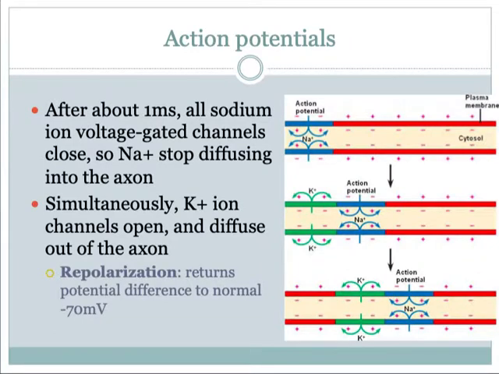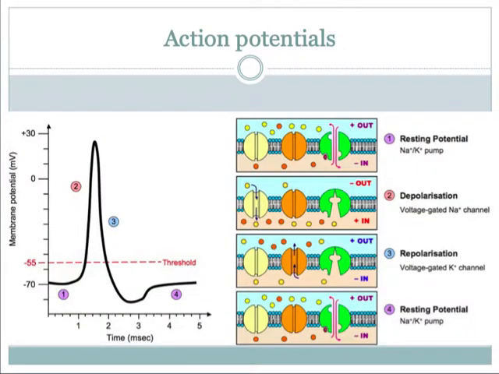So after about 1 millisecond, all the sodium ion voltage-gated channels close. So sodium ions stop diffusing into the axon, and at the same time, the potassium ion channels open. So potassium ions can diffuse out of the axon back down their concentration gradient. And that outward movement of potassium ions removes positive charge from inside the axon to the outside again, thus returning that potential difference to the normal resting -70 millivolts, and that's called repolarization. In fact, the potential difference across the membrane briefly becomes even more negative than the normal resting potential.